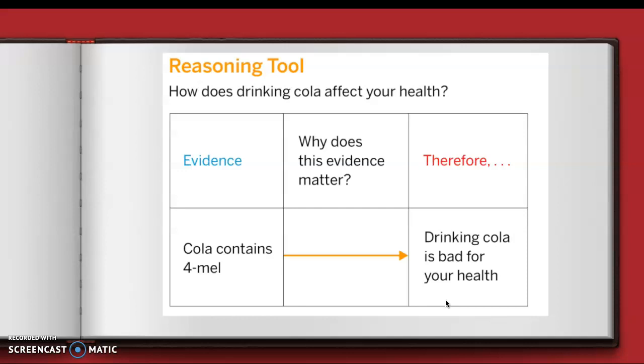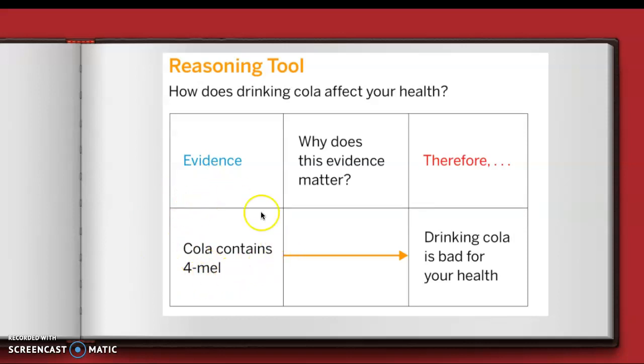So what I want you to do, and I'll show you a picture in the next part of your Google form lesson, is create a reasoning tool in your notebook. It's really just a chart. You're going to create a chart that has evidence, the why does this evidence matter, and then a therefore column. So if we're going to use the cola example, which you're not going to be doing, you're going to be doing this with the channel on Mars and what created it. That's what we're looking at, but this is just an example.